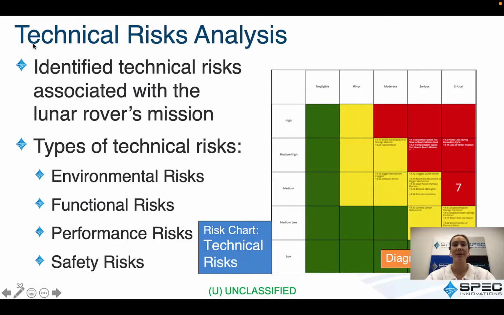This process was also repeated to conduct a technical risk analysis. Technical risks included those associated with the lunar rover's mission, such as environmental, functional, rover performance, and safety risks. For example, an environmental risk is lunar dust damaging the rover body's equipment. A functional risk is the excavator system's servo motor malfunctioning or burning out due to overuse. A rover performance risk is a rover not being able to reach the mission goal of collecting 10,000 kilograms of water in 365 days on the moon. A safety risk is a rover being hacked during its mission.